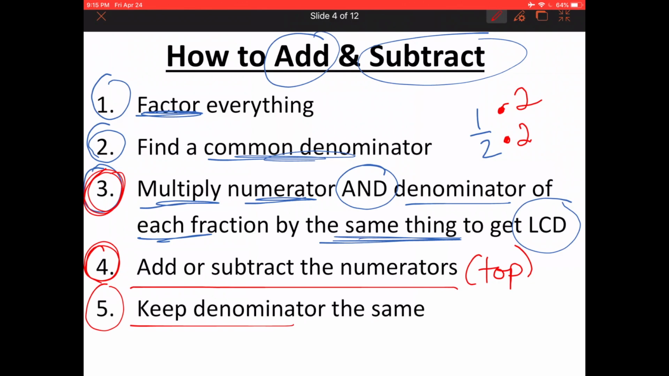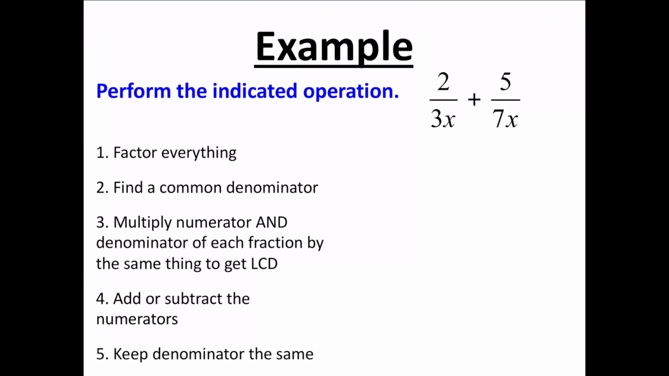And step 5, keep that denominator the same. So whatever you have there on the bottom of the fraction, just keep it. Don't add it, don't subtract it, don't do anything to it, don't cross out, just leave it how it is. Okay? So here are the 5 steps. We're just going to do 5 examples now. That's it, and then we're done. Okay? We'll start off a little easier and we'll gradually work our way up.